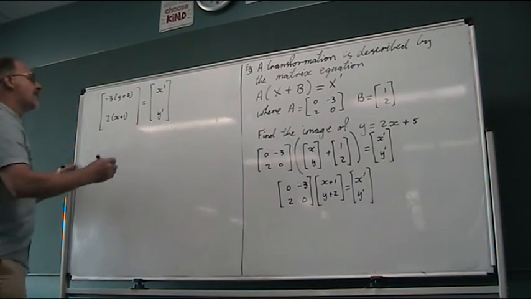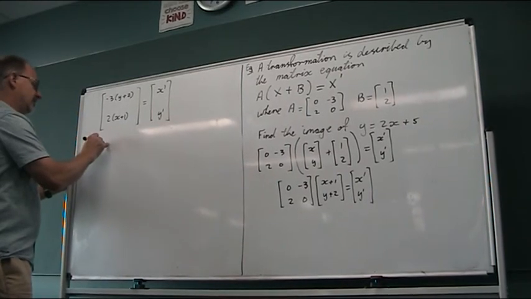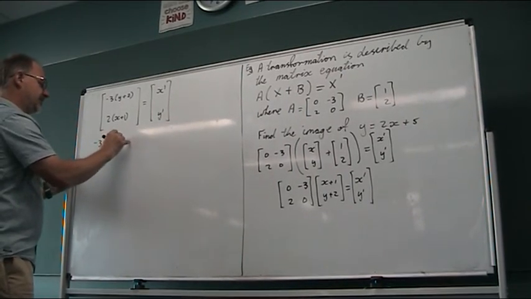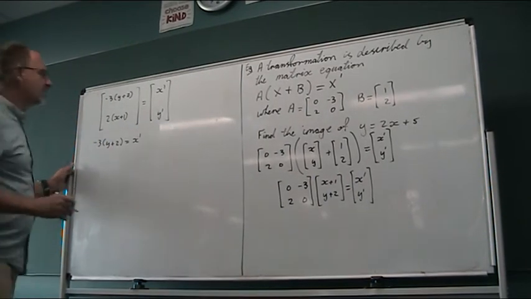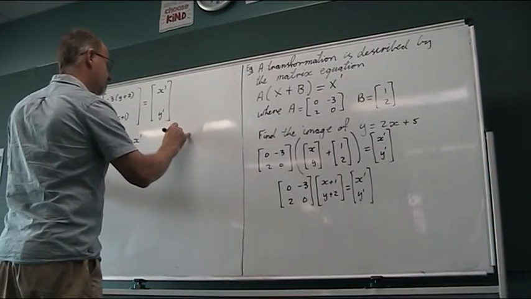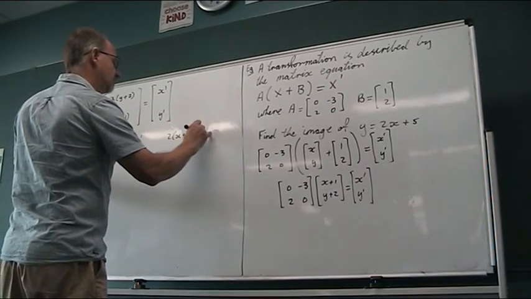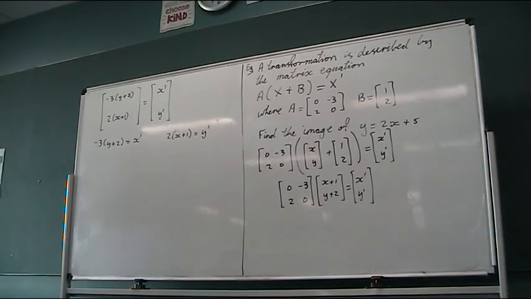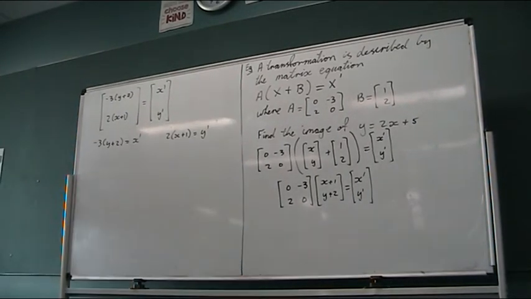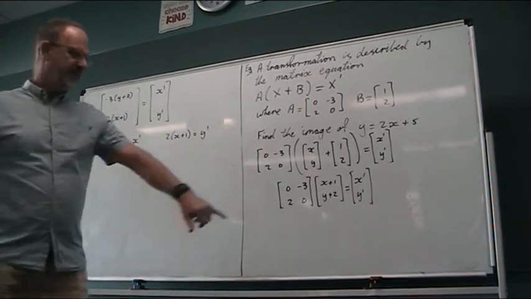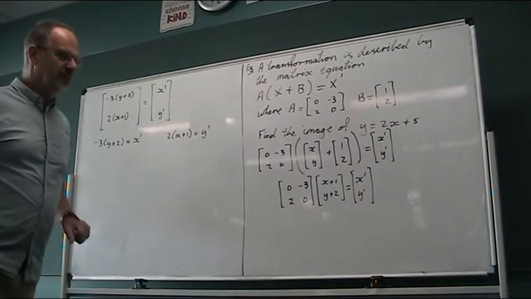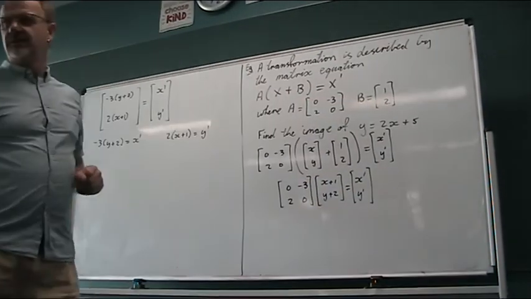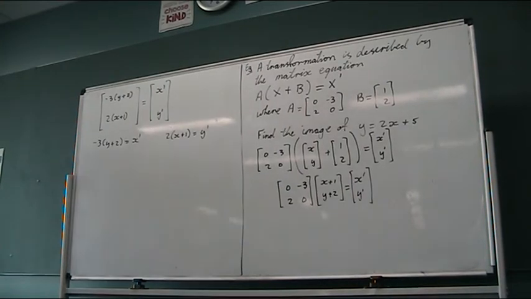So we know that negative 3 times y plus 2 is the image of x. And 2 times x plus 1 is the image of y. Now what do we have to do with these? Because we're wanting to find the image of y equals 2x plus 5. So this is our original, and we need to somehow change that for the image. So what do I need to do with these?